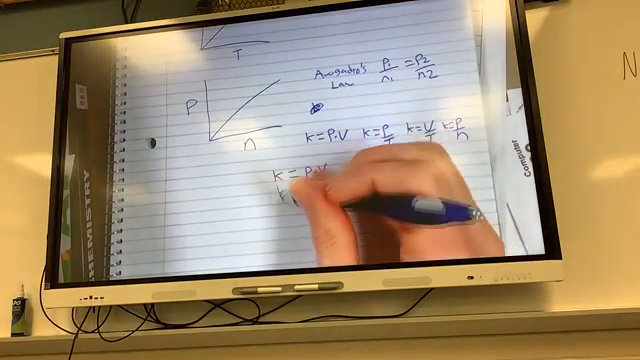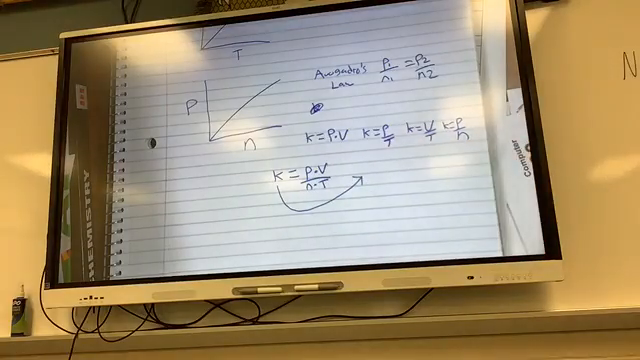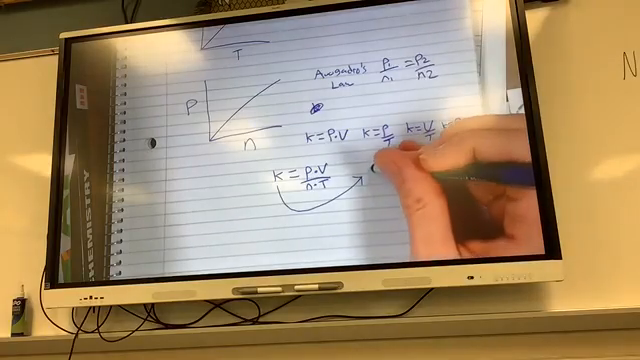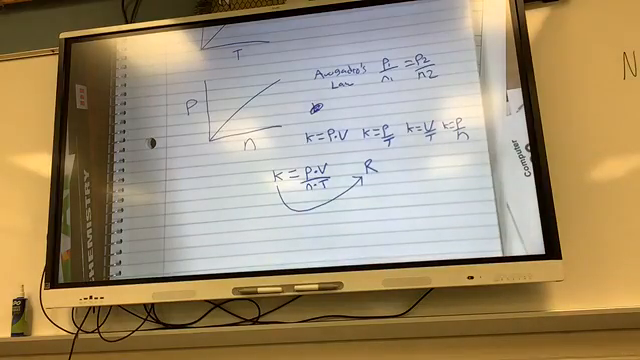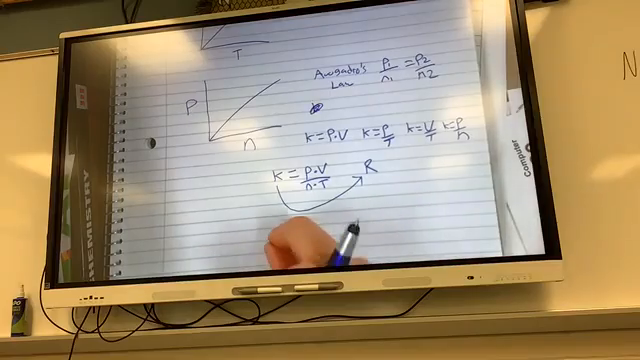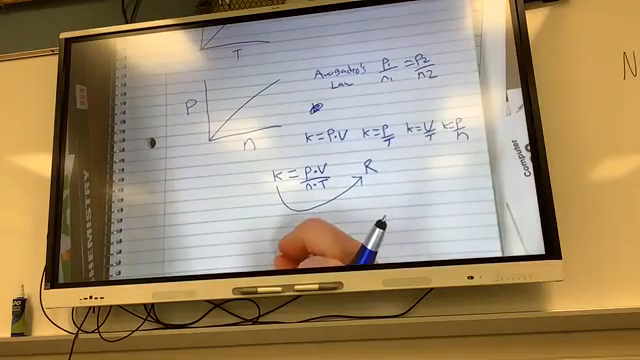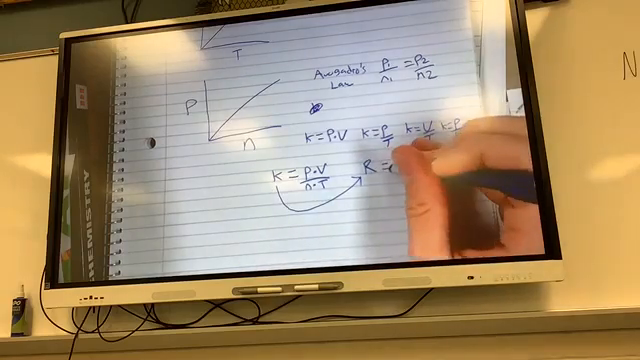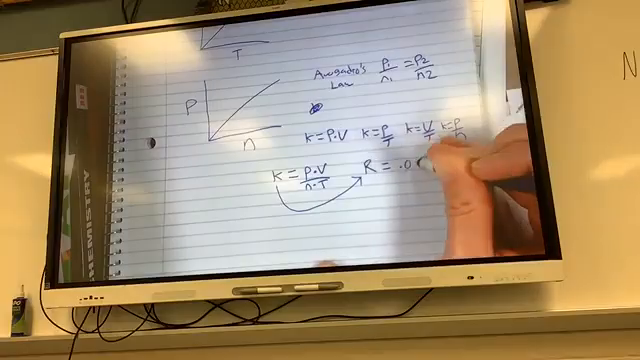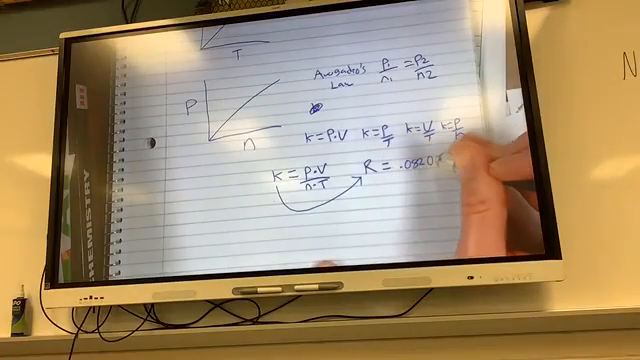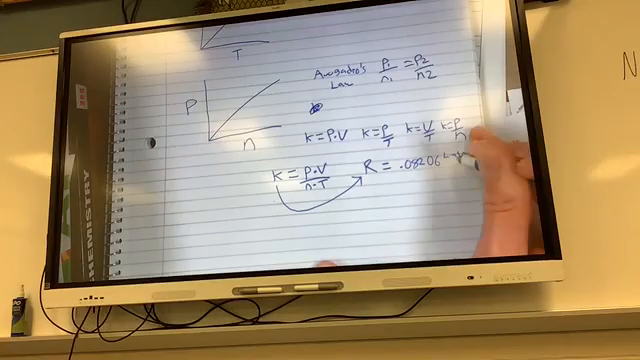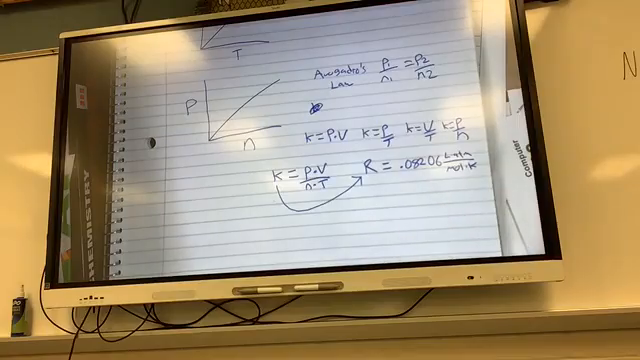Guess what K is actually equal to in chemistry? K is actually equal to R. If we would have taken real data points from our lab and subbed them into here, we would have solved for R. Guess what R would have equaled? 0.08206 liters times atmospheres over moles times Kelvin. That is how they figured out the ideal gas constant.